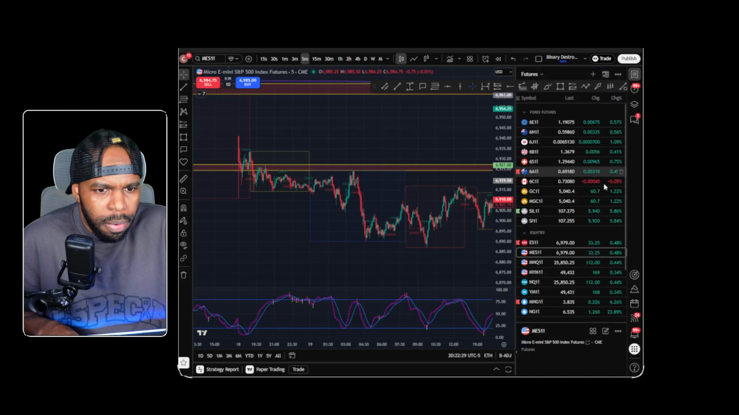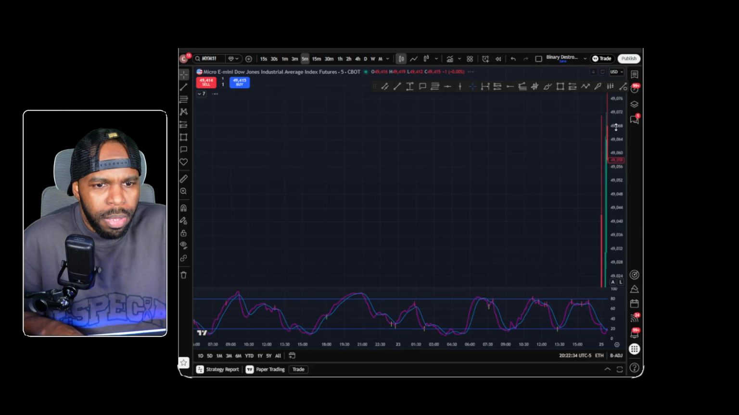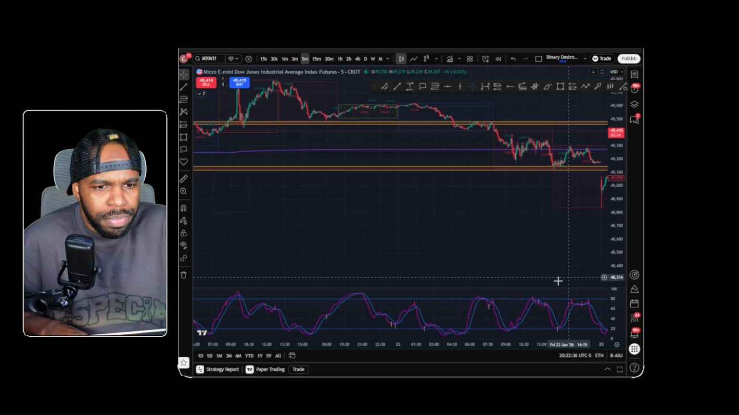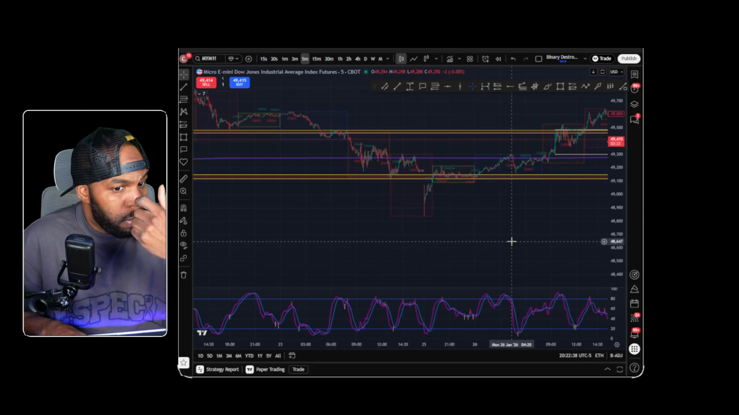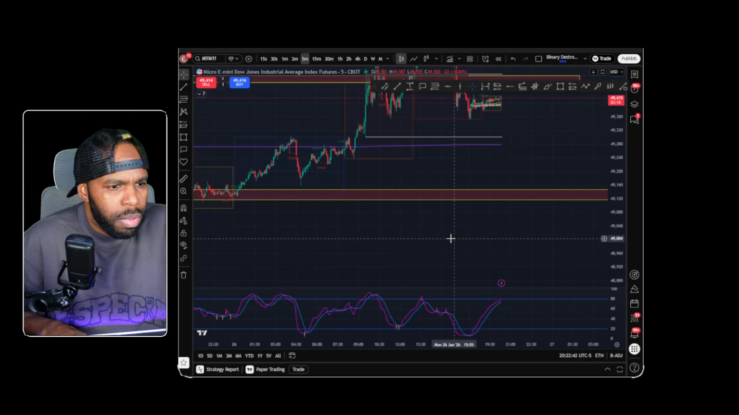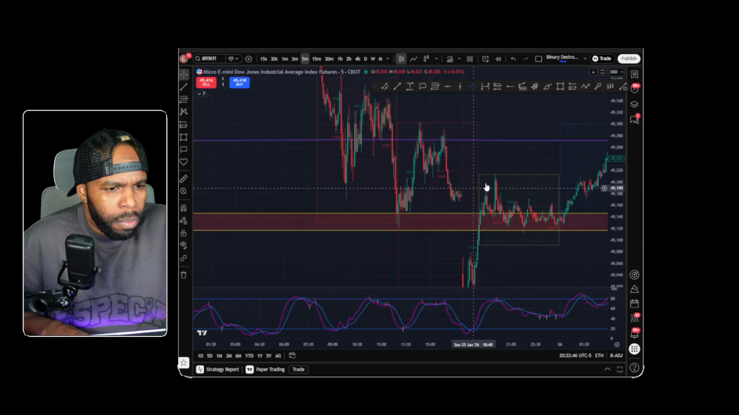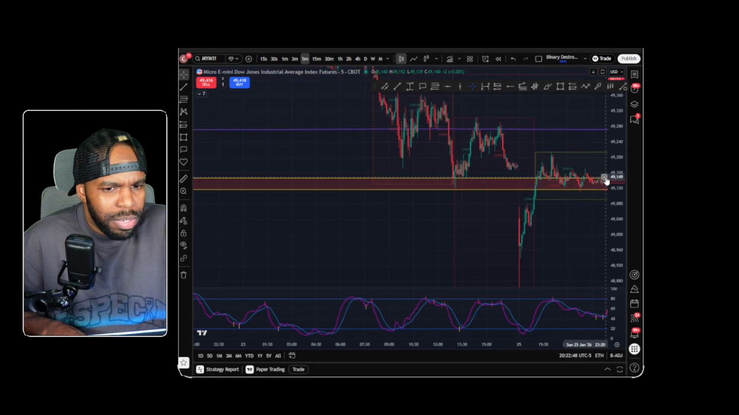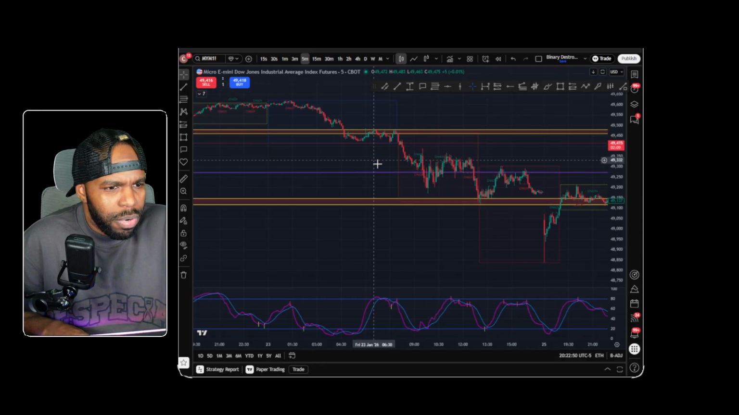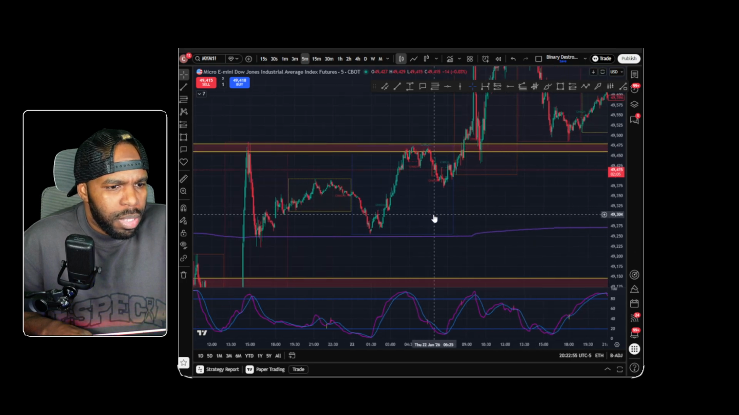Let's go to another pair, because I look at multiple pairs. I don't just look at only one pair. Let's go to the Dow Jones. Let's see. I want to give you guys some good examples. This is a simple strategy that you could look for in the markets on a daily basis. Here's another good one right here.